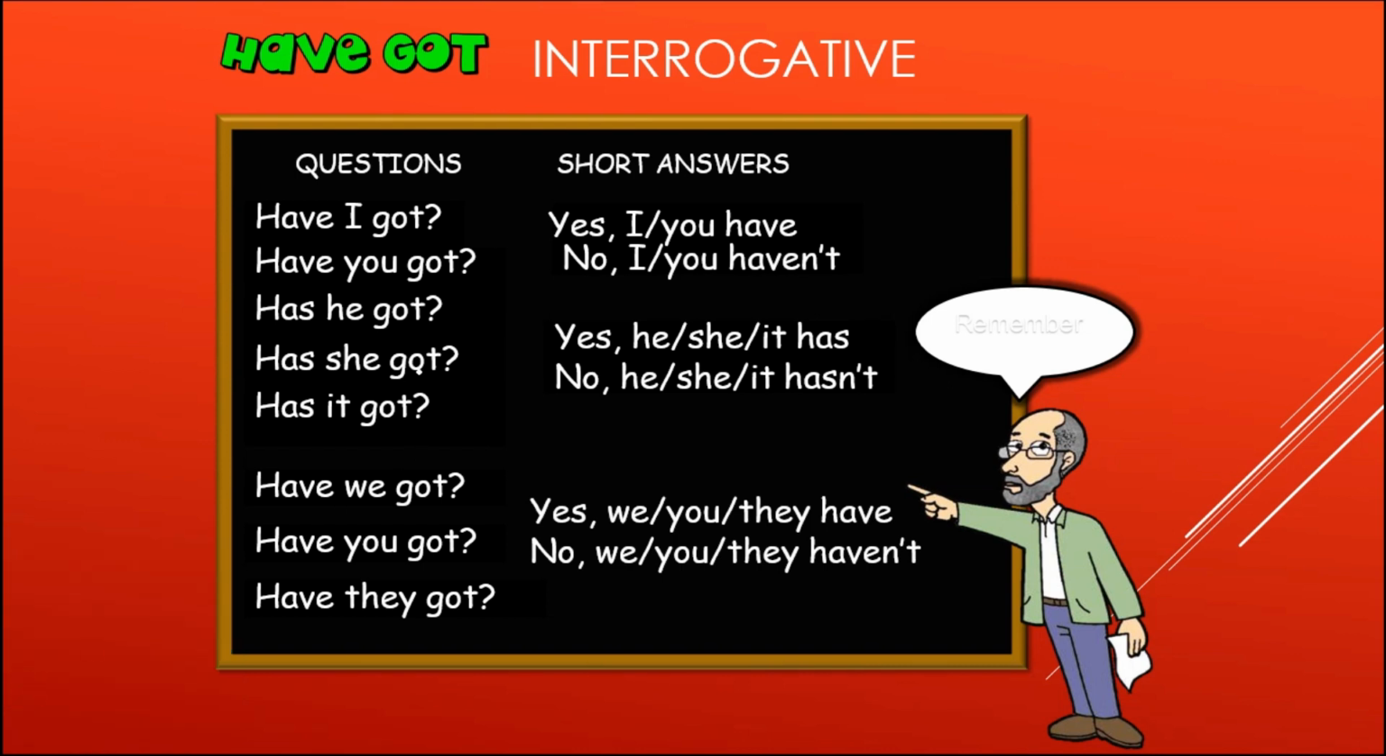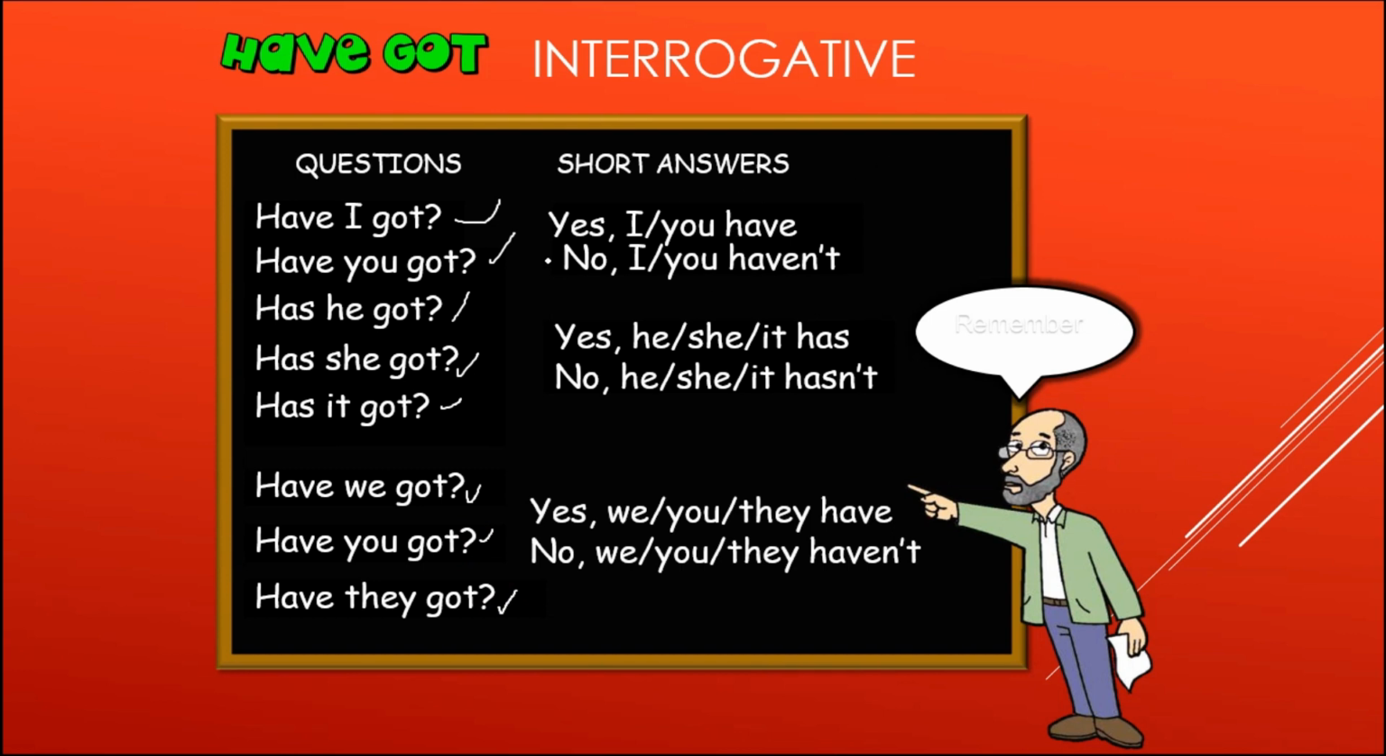Like it's difficult to see here. Have I got? Have you got? Has she got? Has he got? Has she got? Has it got? Have you got? Have you got? And have they got? And that is the answer.